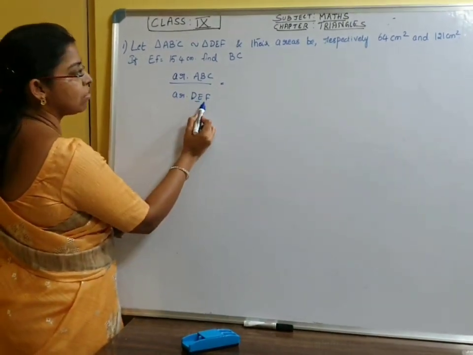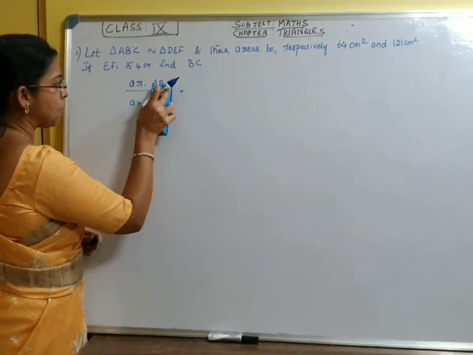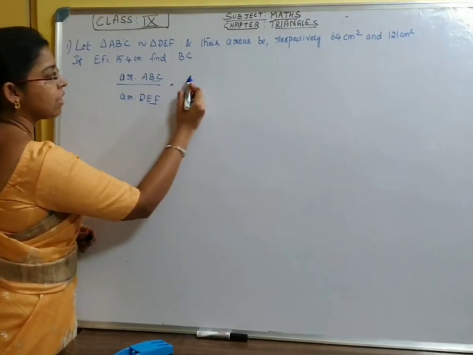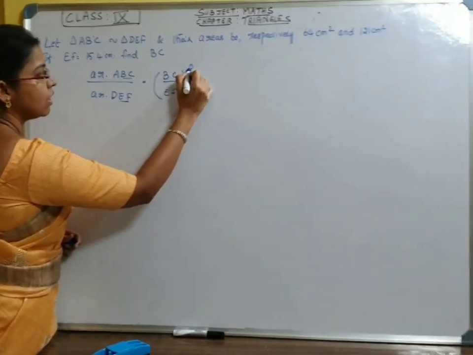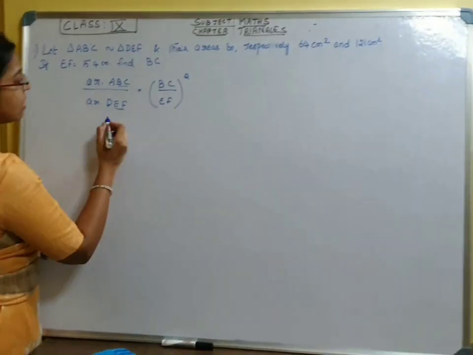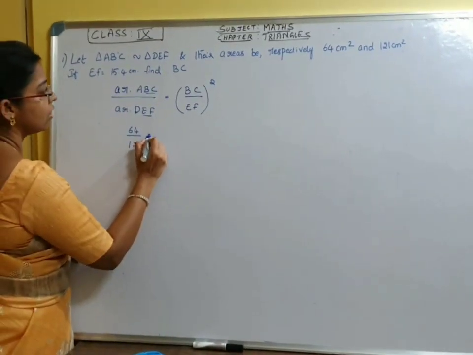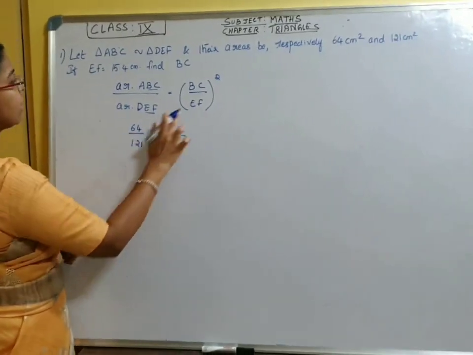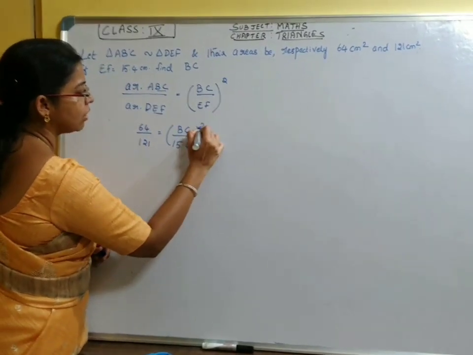So here we want EF. Which is the corresponding side for EF? It will be BC. The corresponding side for EF will be BC. So BC by EF the whole square. This is what the theorem says about areas of similar triangles. Now they have given the areas: 64 by area of DEF is 121. We need to find out BC. We retain BC here. EF value is 15.4, the whole square.